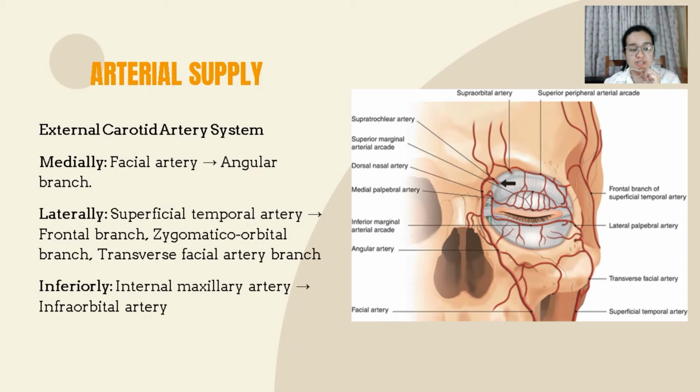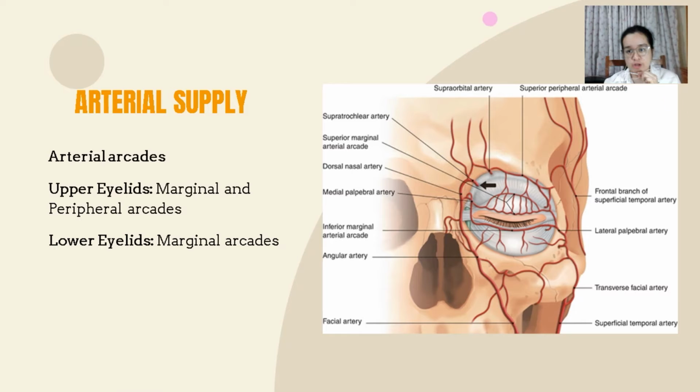The collateralization between the internal and external carotid artery systems contributes to the rapid wound healing and low incidence of infection following eyelid surgery. Next, we are going to talk about the arterial arcade. So how is this formed?